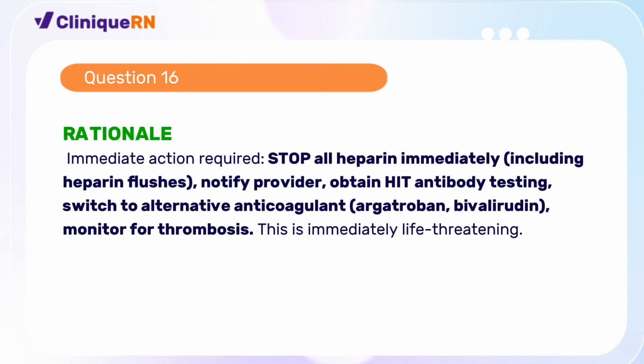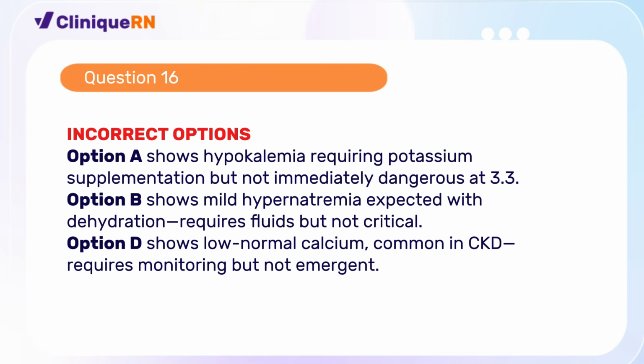Notify provider. Obtain HIT antibody testing. Switch to an alternative anticoagulant, argatroban or bivalirudin. Monitor for thrombosis. This is immediately life-threatening. Option A shows hypokalemia requiring potassium supplementation, but it is not immediately dangerous at 3.3. Option B shows mild hypernatremia expected with dehydration, which requires fluids but is not critical.